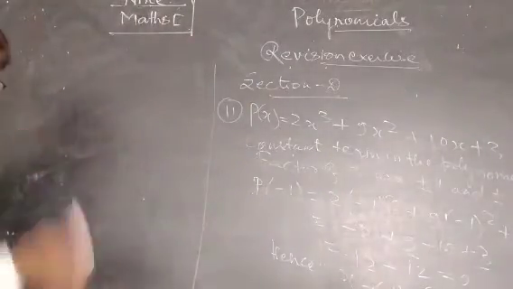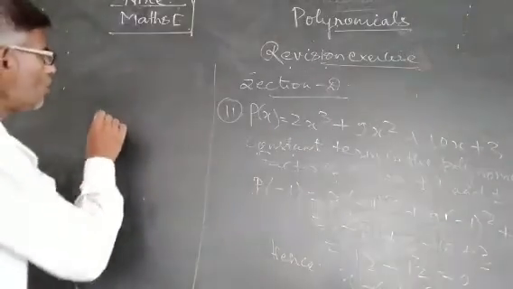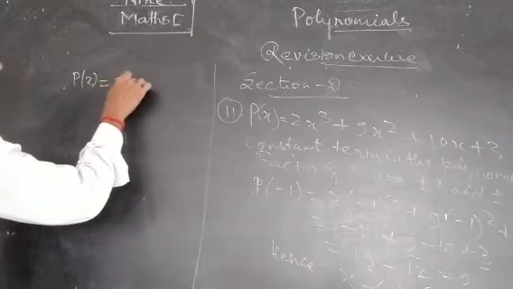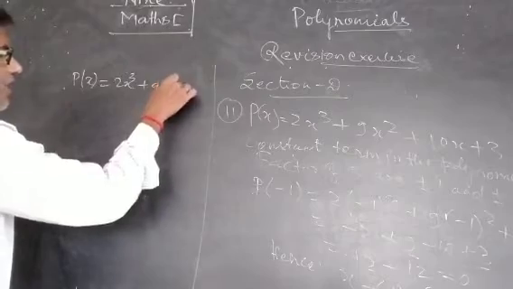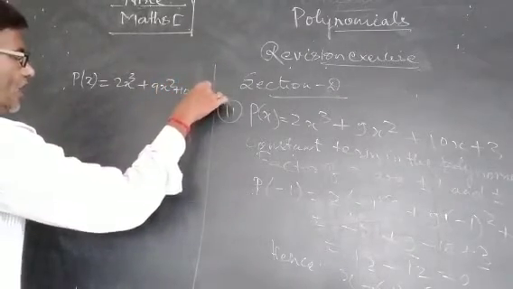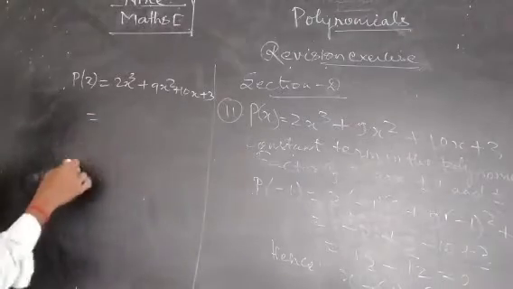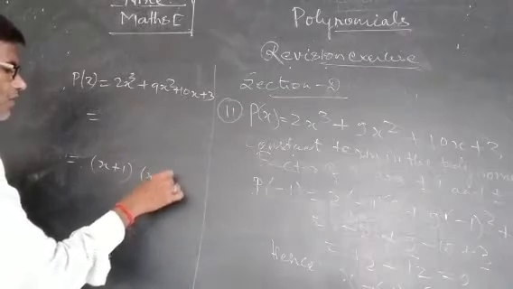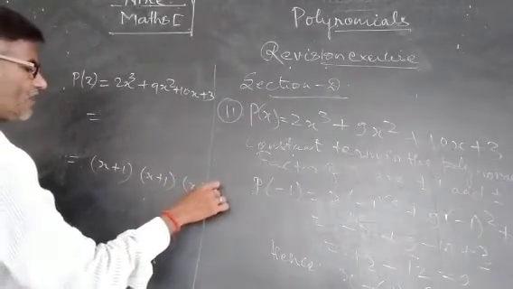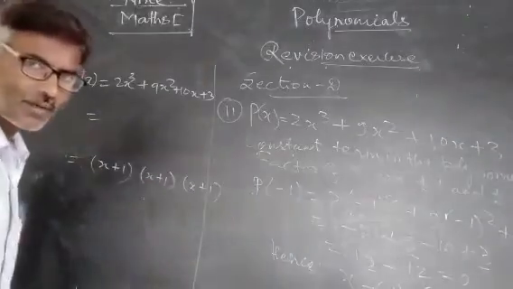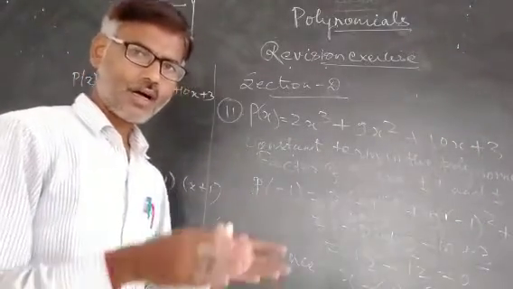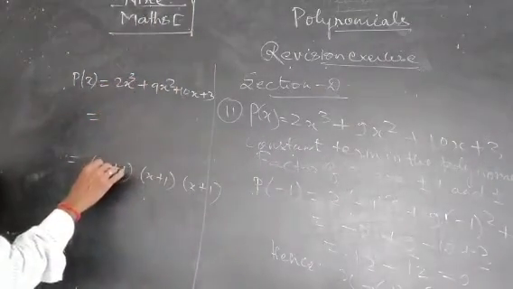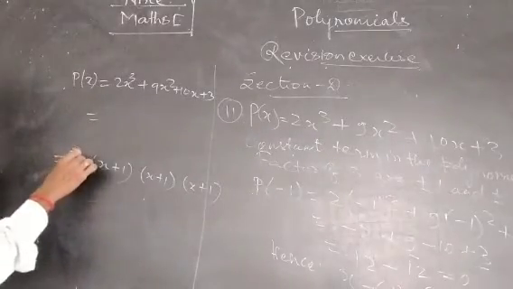Okay. Now we have to find another related factor. How? By dividing p(x) by x plus 1. 2x cubed plus 9x squared plus 10x plus 3. In the next step we divide the polynomial by x plus 1. Means by the factor we have got, we divide the given polynomial to get the quotient, its related factor. Let's perform the division. 2x cubed divided by x gives 2x squared.